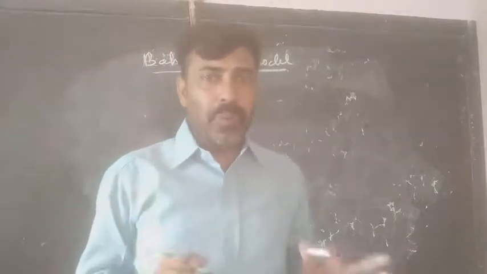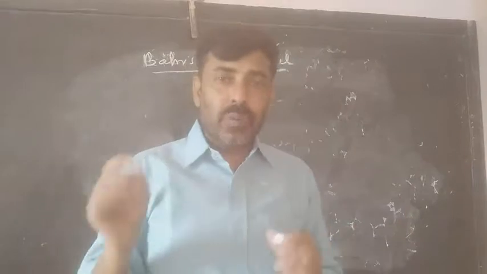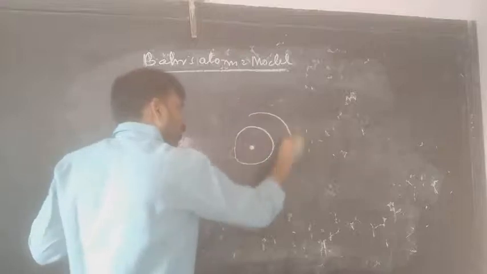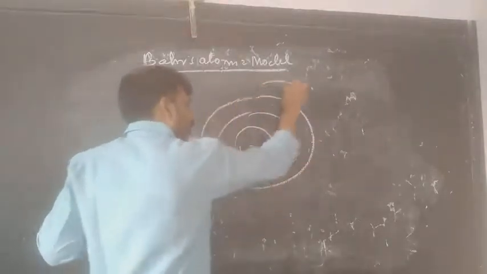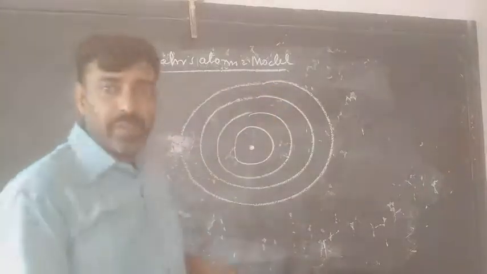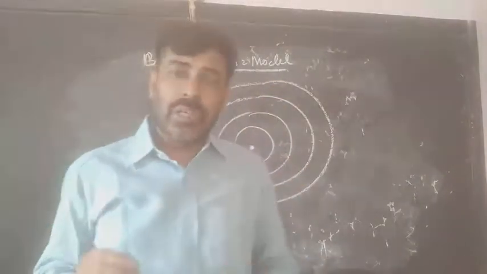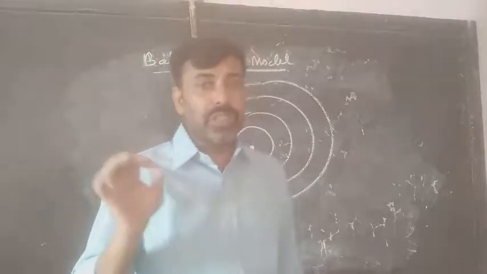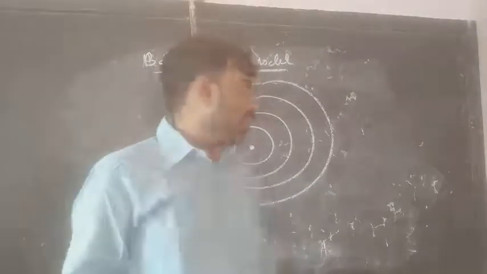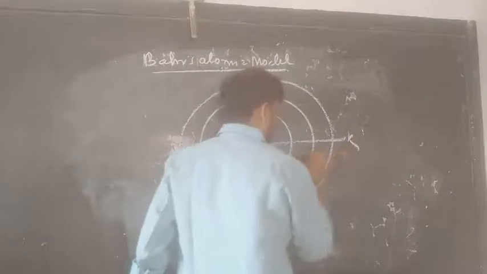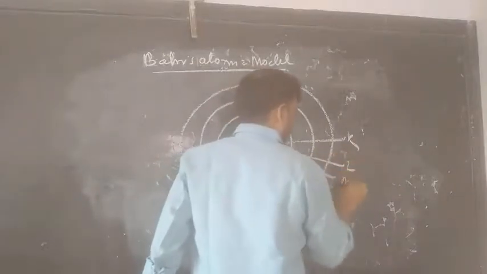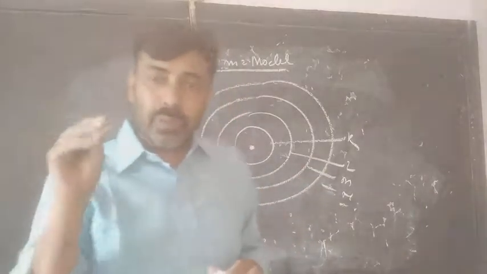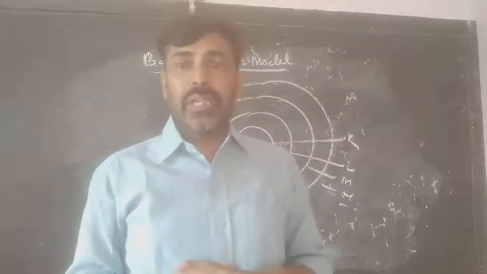So according to Bohr, again the nucleus is there in the center and all the electrons rotate around it, as was said by Rutherford, but not in a general orbit, not in a regular orbit. These electrons are rotating in very definite orbits, called discrete orbits. So electrons are moving in discrete orbits around the nucleus, having very fixed energy. These orbits are called K, L, M, N, etc.